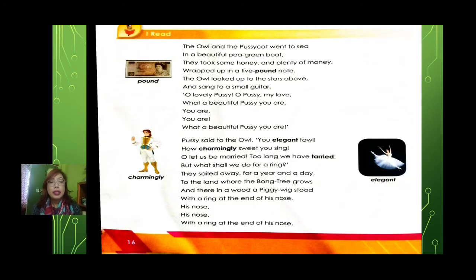Page number 16 of your English textbook. If you have the textbook, you can open up with me as well. The Owl and the Pussycat by Edward Lear.